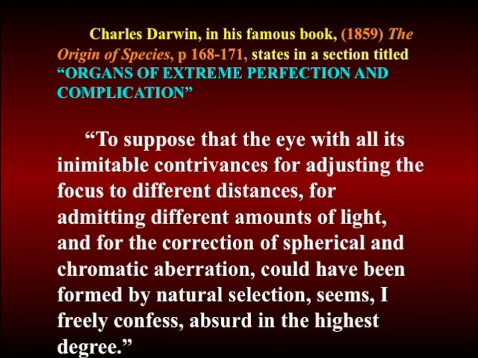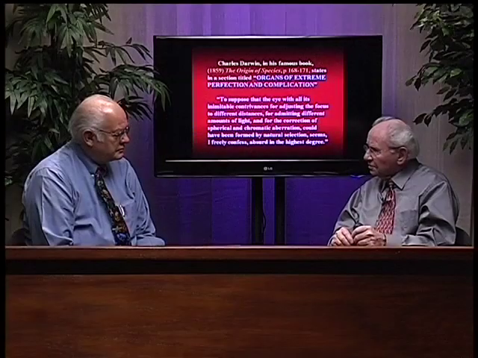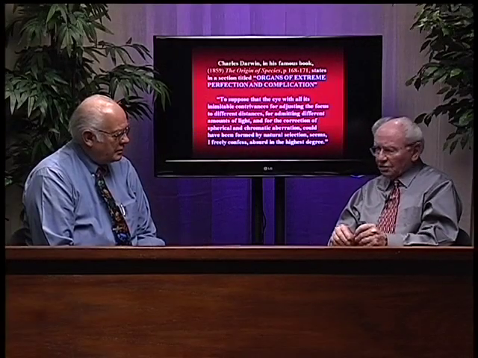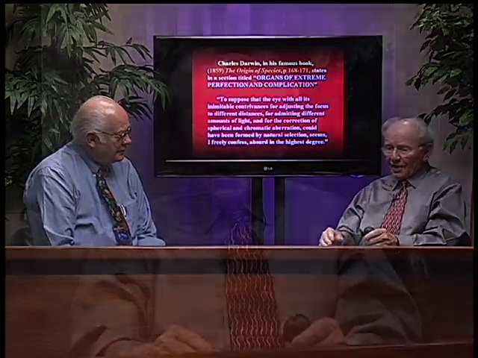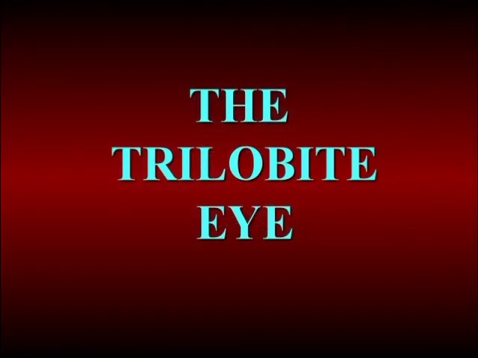Now, he's talking there about certain of the problems of eyes, including spherical aberration. We want to talk a little bit about spherical aberration. Most people are not that familiar with it, but let me give you an example of an organism that corrects for spherical aberration, and it's a trilobite.